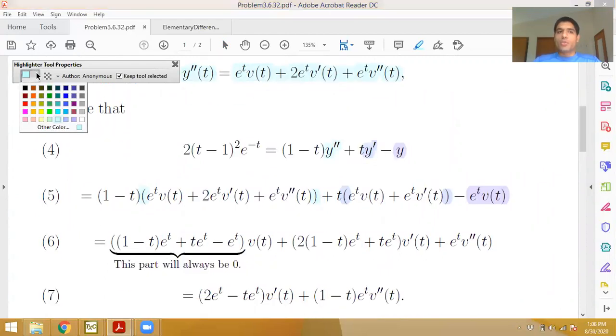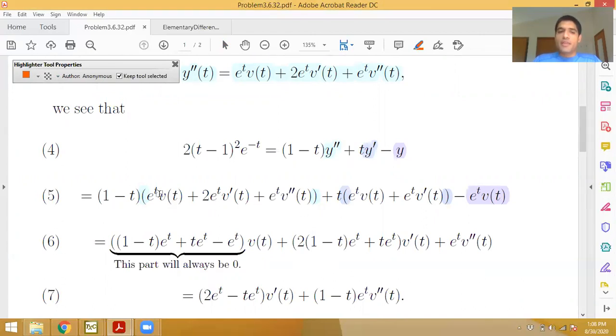Now, this is where we're about to see the magic of reduction of order. So I'm going to regroup these terms. I'm going to gather like terms. Namely, I'm going to gather all of the v(t)'s together, the v'(t)'s together, and the v''(t)'s together. So here are my v(t)'s, and I will gather all of those terms together. So e^t times (1 - t) gives me that. t times e^t gives me that. Negative e^t gives me that.